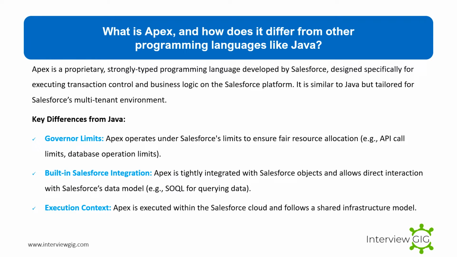Key differences from Java. Governor limits: Apex operates under Salesforce's limits to ensure fair resource allocation, e.g., API call limits, database operation limits. Built-in Salesforce integration: Apex is tightly integrated with Salesforce objects and allows direct interaction with Salesforce's data model, for example, SOQL for querying data. Execution context: Apex is executed within the Salesforce cloud and follows a shared infrastructure model.